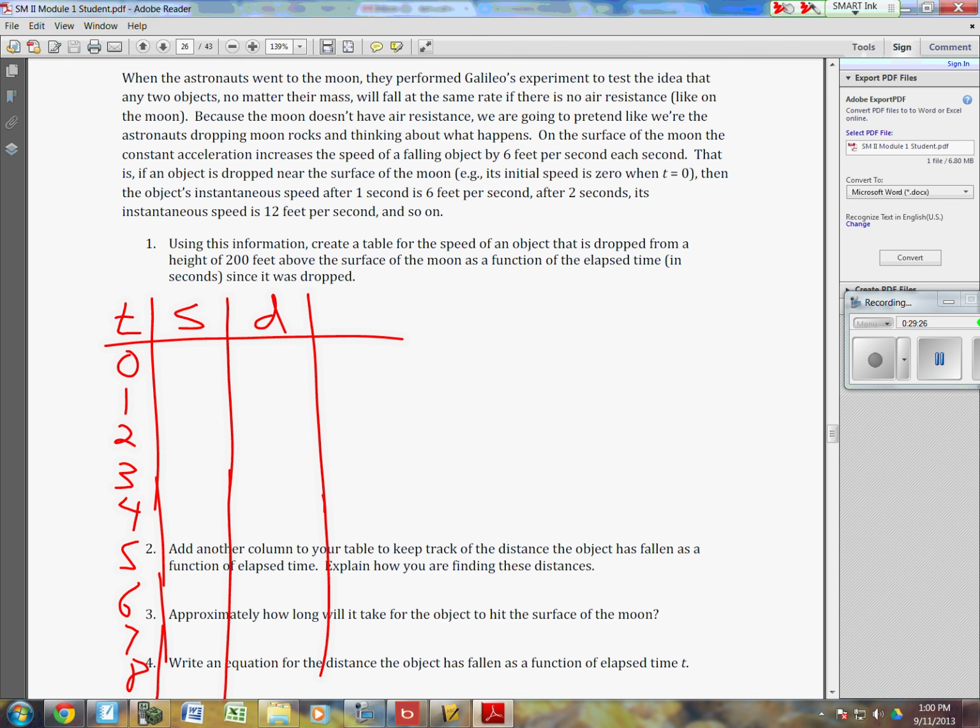Okay, what is the acceleration due to gravity on the moon, you guys? 6. So at 6, then what? 12. Oh, whoops, I put 0 up there first. 0. After 1 second, 6. Then after 2 seconds, it's going 12. Then 18 feet per second. 24 feet per second. 36. 42, and then 48.